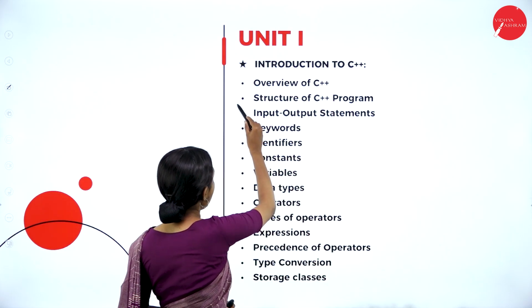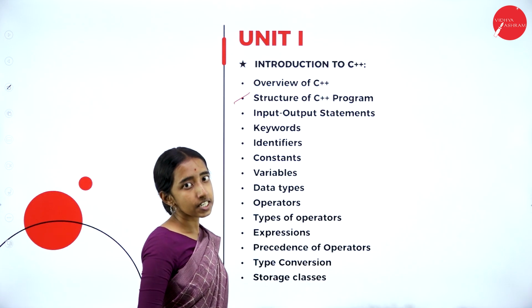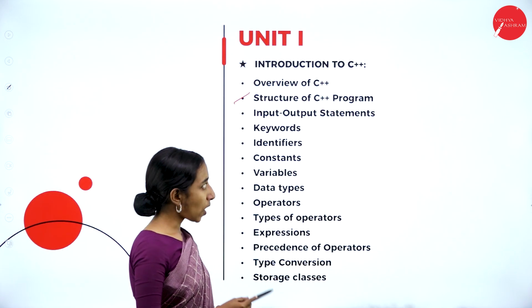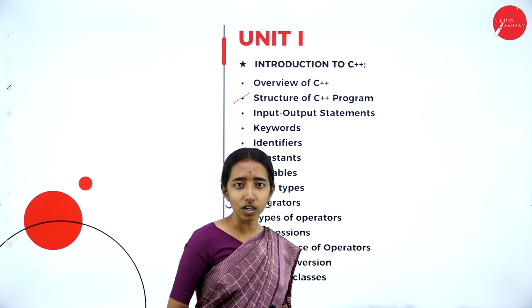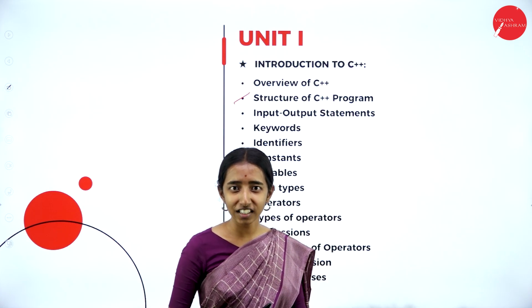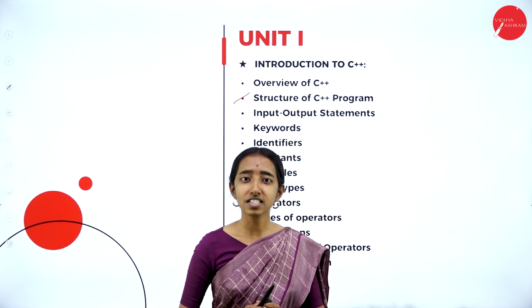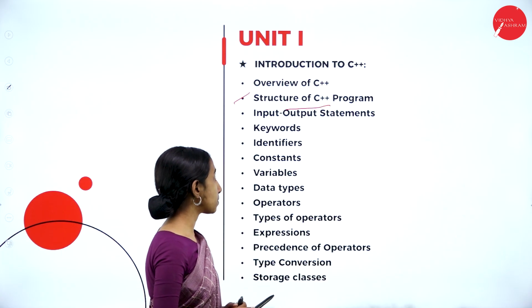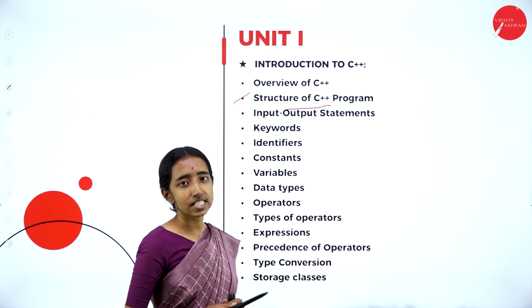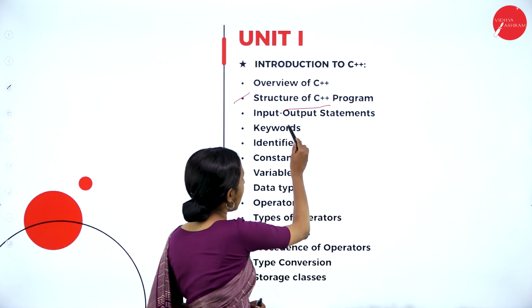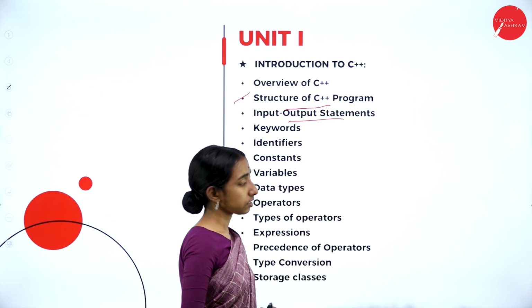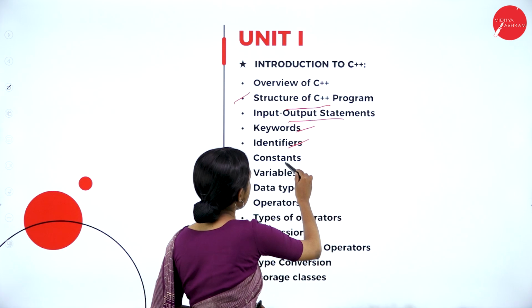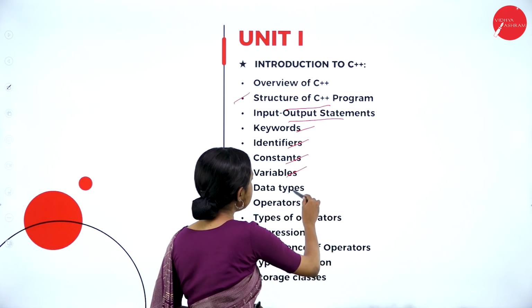The next we have the structure of C++ program. So everything, whatever we see in the world, has a structure, right? Even a building has a structure. In the same way, the program that we write in C++ will have a basic structure. After that, the input-output statement, keywords, identifier, constant, variable, and data types.